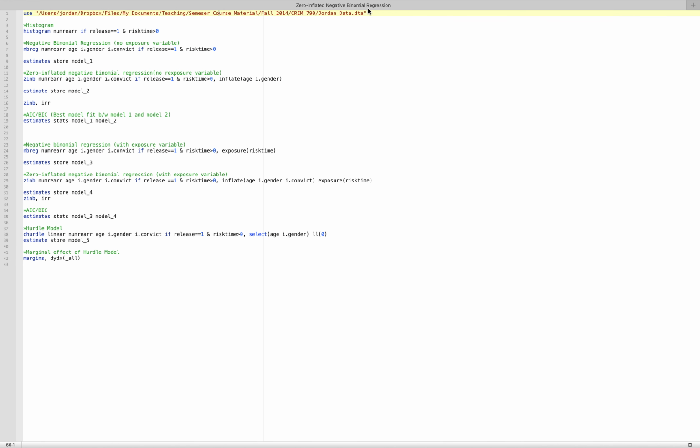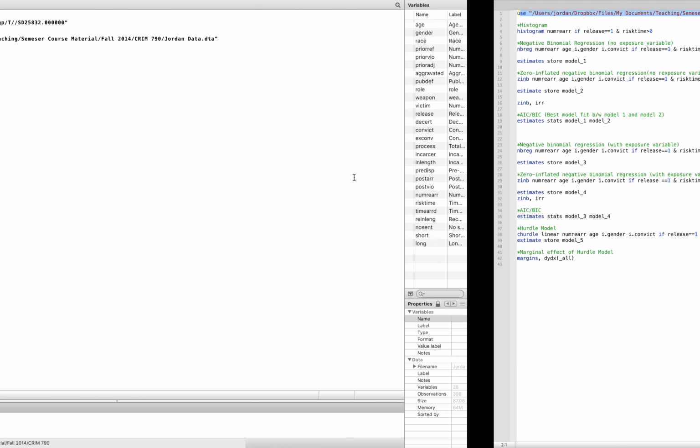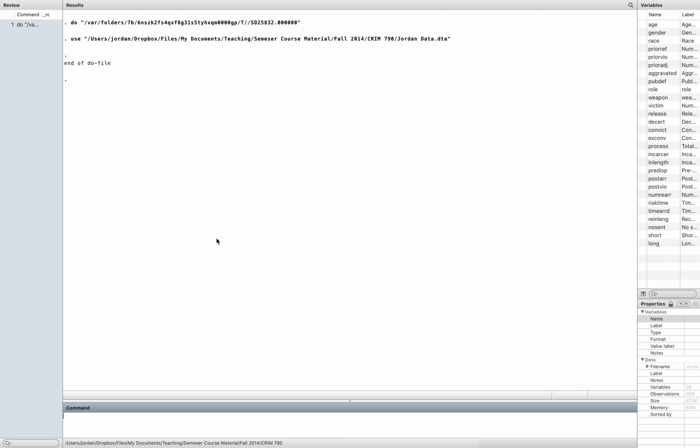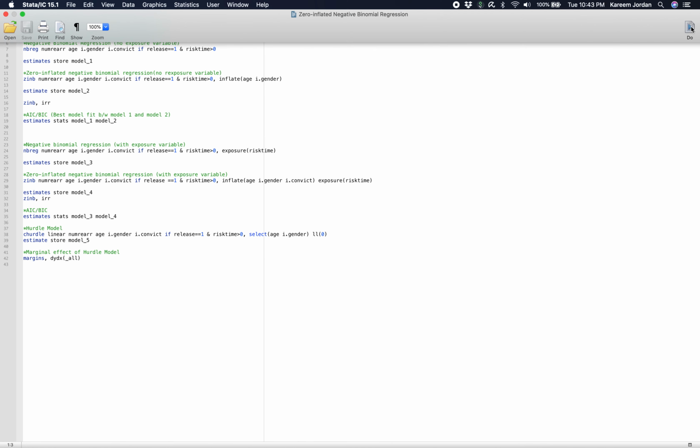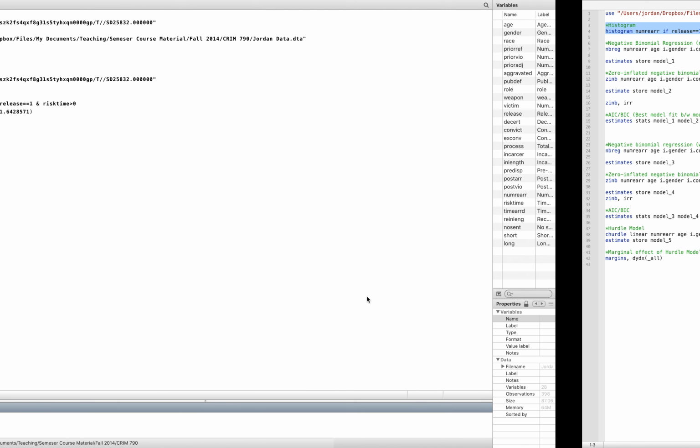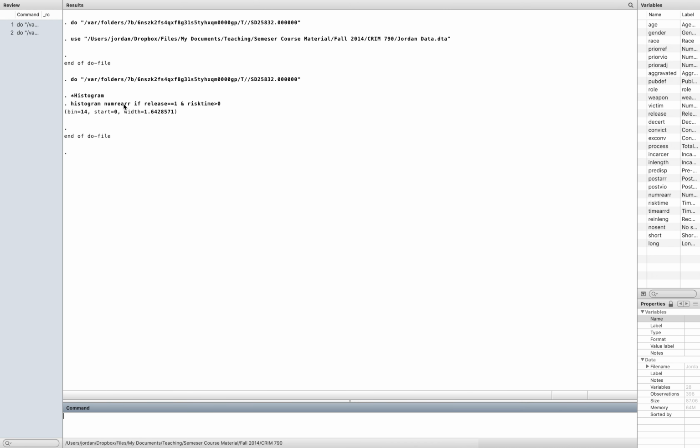First, we're going to use the data that we used last week, the Jordan data. Again, remember that this will be saved as something different on your laptop or whatever you're using, because I used this from a prior class in a prior semester. So we want to take a look at what the distribution looked like. This is just a histogram of the data, looking at the outcome, the number of rearrests.